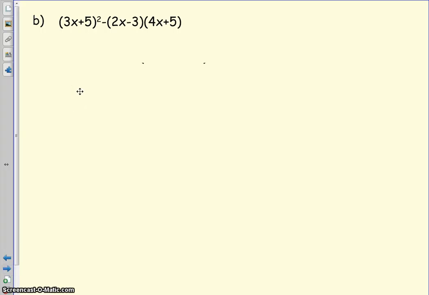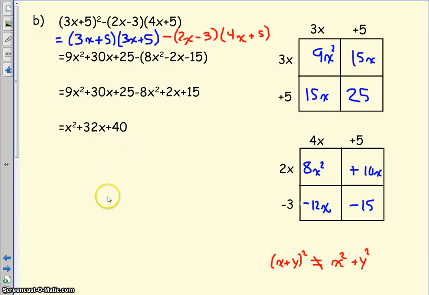Okay, so here's what I'd like you to try, again, on your own. So give it a shot, see what you get, and when you're ready to see the answer, push play and we'll go through it together. Okay, so take a quick look to see what the final answer is. You get x squared plus 32x plus 40.